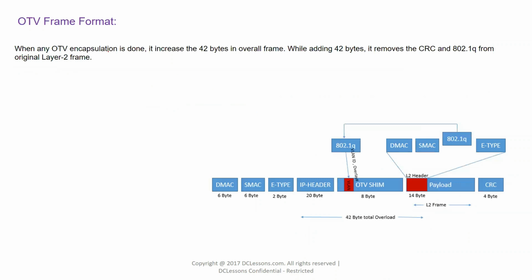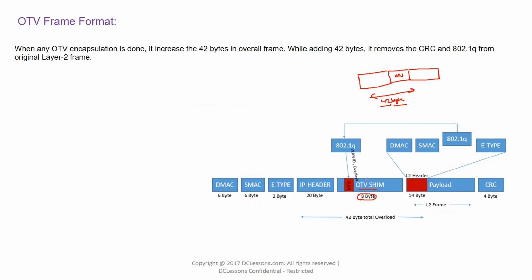So now let's understand the OTV frame format. In the OTV frame format, my Ethernet header is encapsulated with the OTV header. We say it is an OTV shim, and then the Ethernet header. So a total of 42 bytes of header is attached to my original Ethernet frame, out of which 8 bytes is my OTV shim.